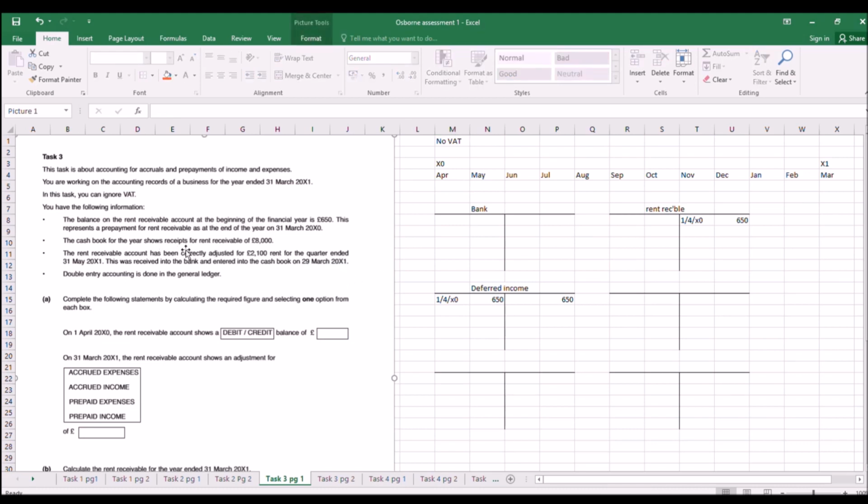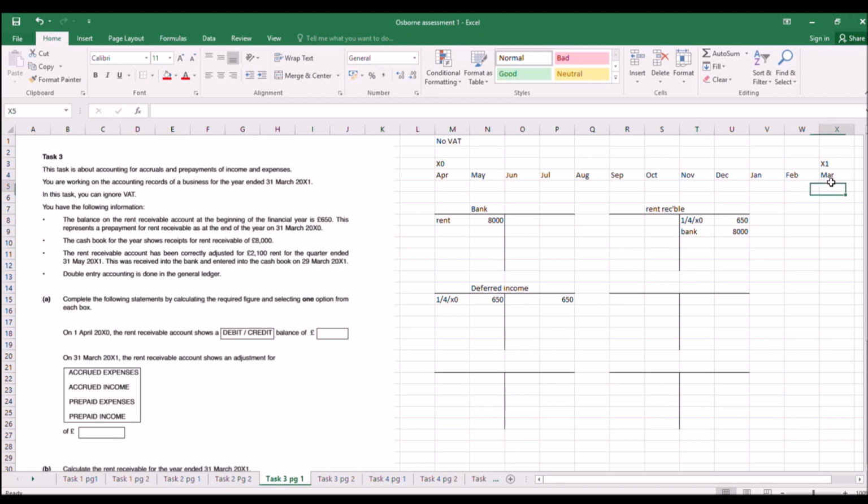And the cash book for the year shows rent receivable of 8,000. So we've got 8,000 here, and that's come from the bank account. The rent receivable account has correctly been adjusted for 2,100 for the quarter ended 31st of May 2001. This was received into the bank and entered in the cash book on the 29th of March.